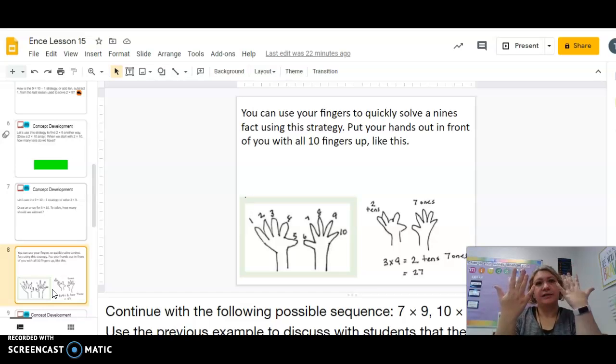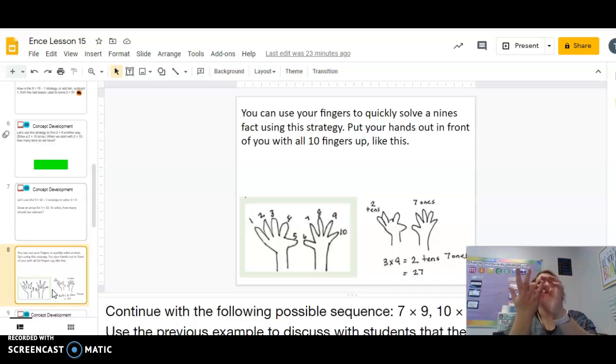So here's 9 times 6. 1, 2, 3, 4, 5. Again my pinky doesn't want to stay down, so just pretend that my pinky is all the way down. This is really hard to do backwards. Okay, so 1, 2, 3, 4, 5, 6. I have 5 on this side. I have 4 on this side. 9 times 6 equals 54.